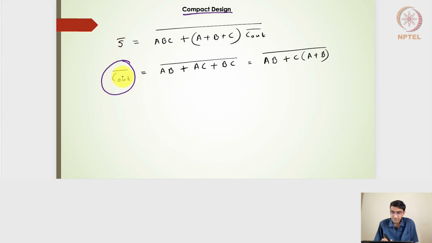So C out bar will be nothing but AB plus AC plus BC, which will be AB, and then taking the C common, I'll get A plus B.